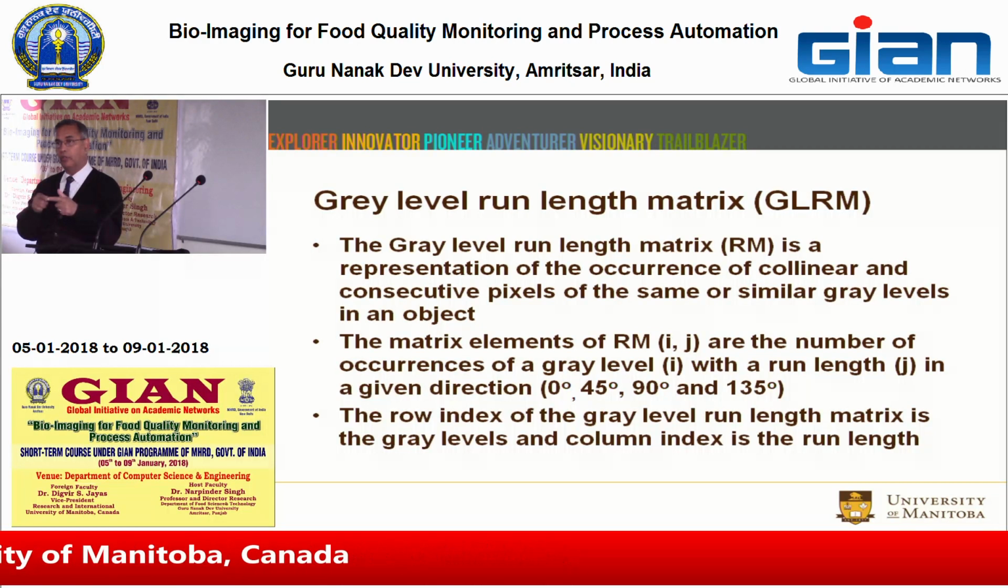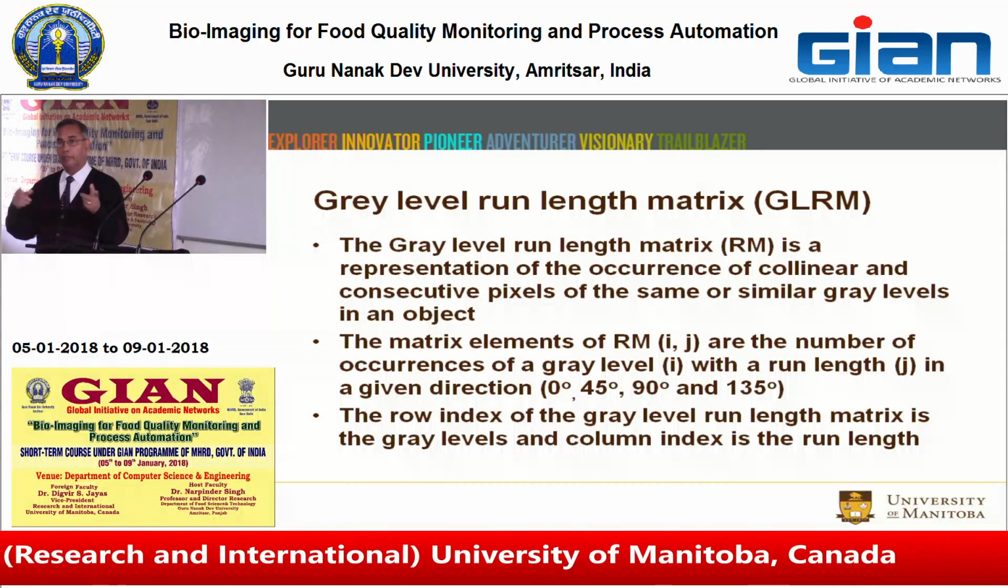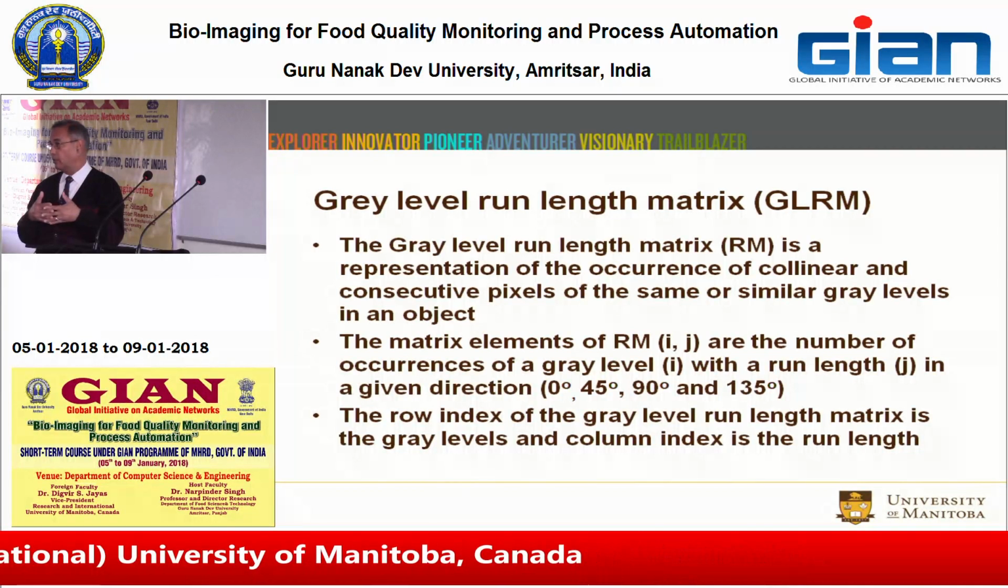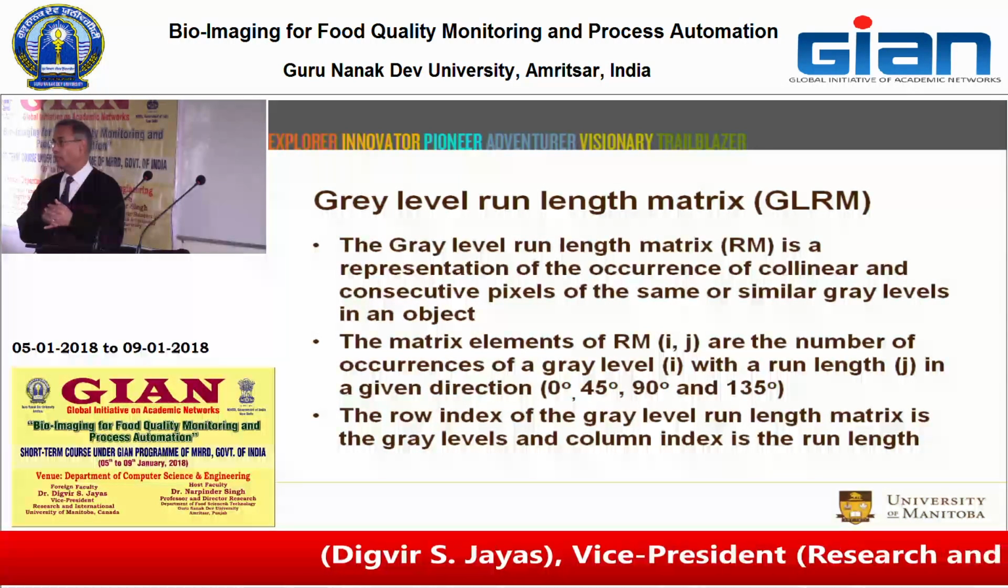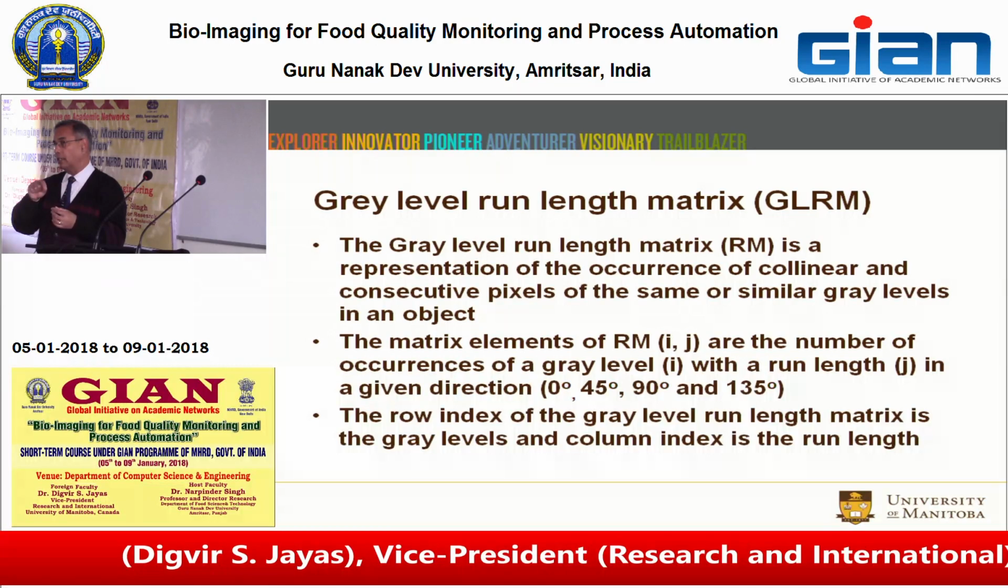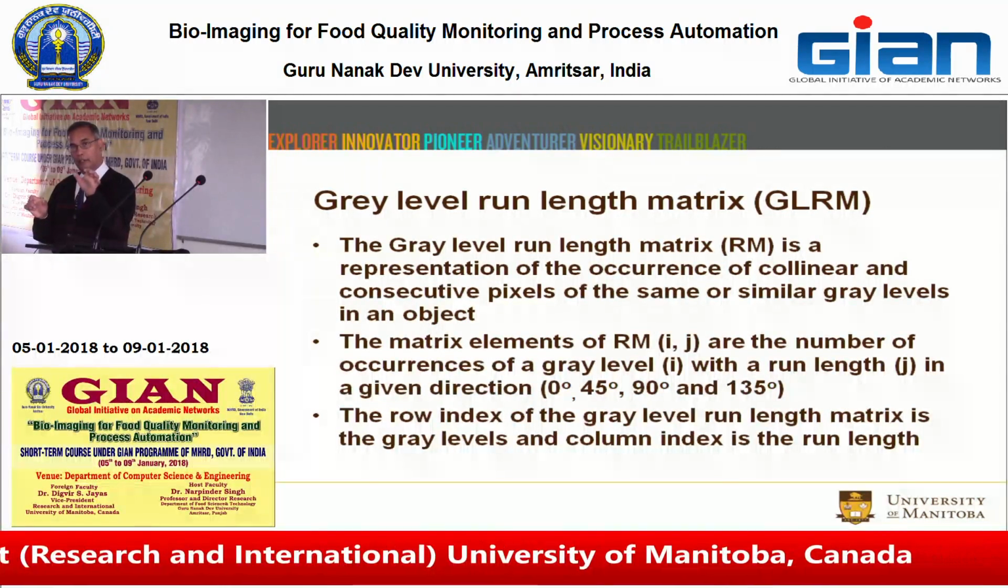So you basically create the co-occurrence matrix at 0 degrees, 45 degrees, 90 degrees, and 135 degrees. And you add these together. So 4, 2, 2, and 4. That's where that 12 is coming from. So you add those four directions together, and you get the gray level matrix.